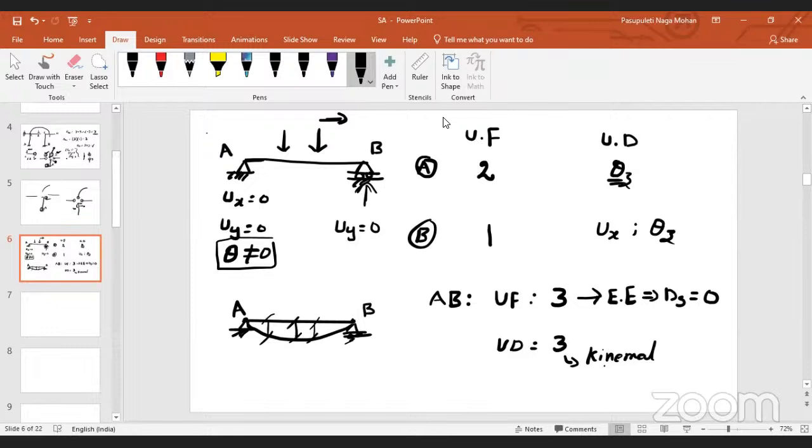Support will resist it. Any idea? We are taking only at the supports, so why not in between the beam? They are also not known, but still we are considering only the joint points. Why? Because, have you taken a finite element course? No, sir. Okay, which year are you in?